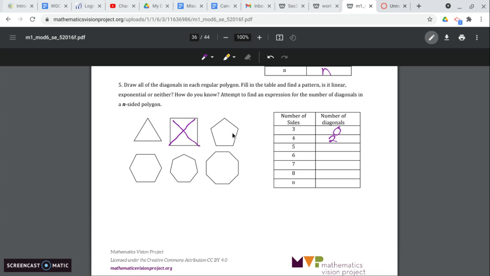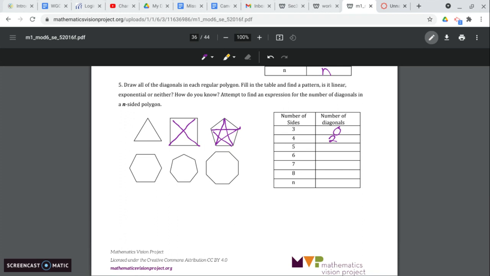Now, a pentagon, starting at any vertex, doesn't matter which one you start at. I'm going to go here. We can go over there and over there. So basically, we're drawing lines to all the other vertices. But notice, from this vertex to this vertex, there's already a line. It's one of the sides, so it's not a diagonal. So we've got 2. We can do the same thing here. There's 3 and 4. There's 5.